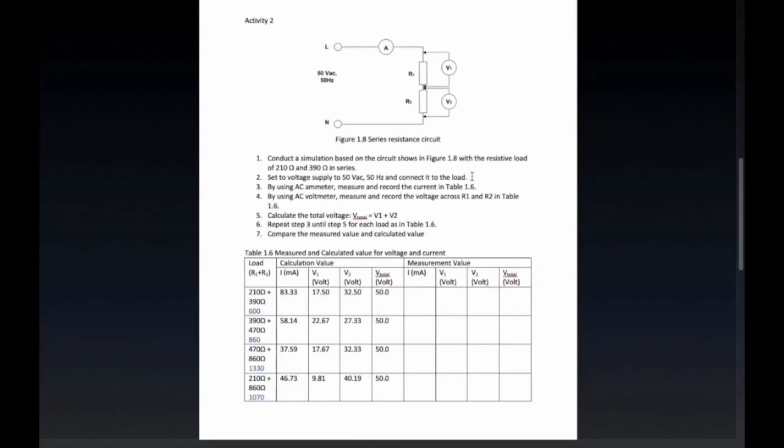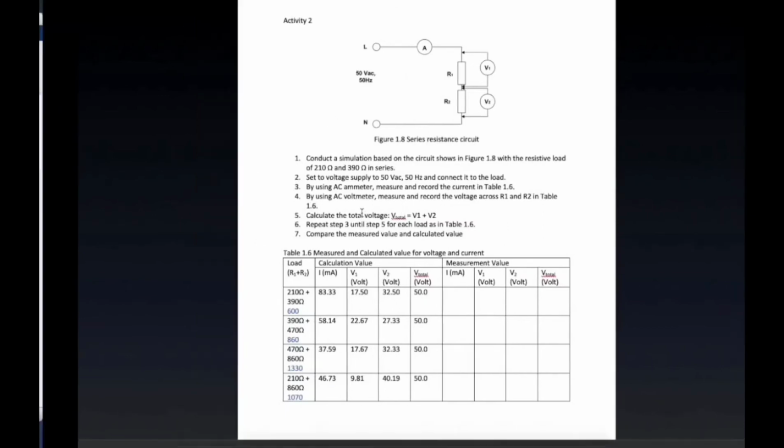Now let's move to activity 2, which is measuring the resistance in series circuit. We need to find the voltage in each resistance and sum it to get the V total. Before that, we need to find our current first. To find our current, we need to find the total resistance, which is R1 plus R2. Now let's find our measurement value.